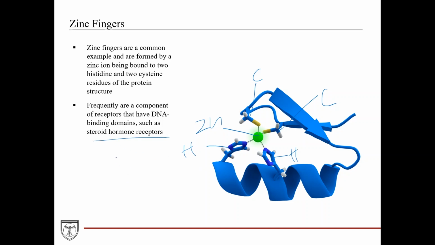So if you have a steroid hormone, remember, it can have a region that binds the steroid itself. So the steroid comes in, we'll say this is a steroid receptor.